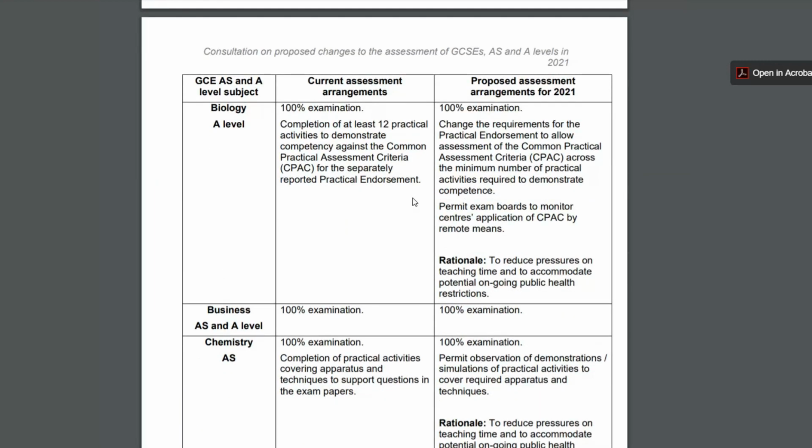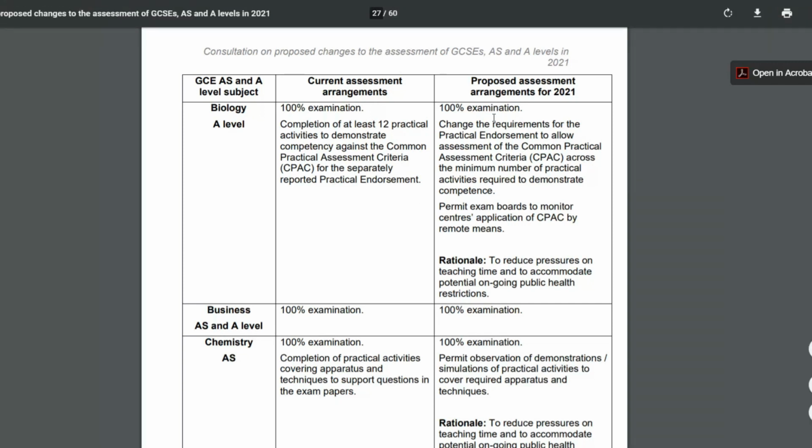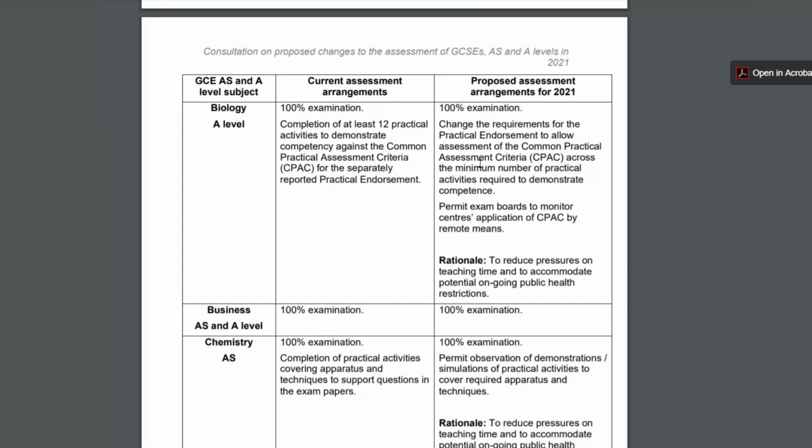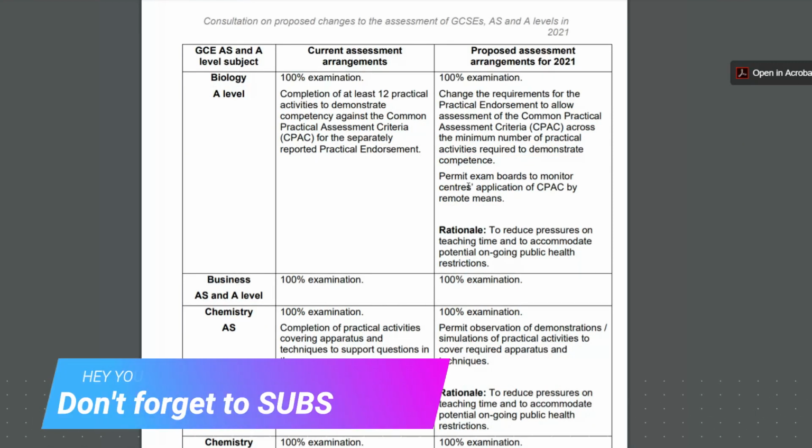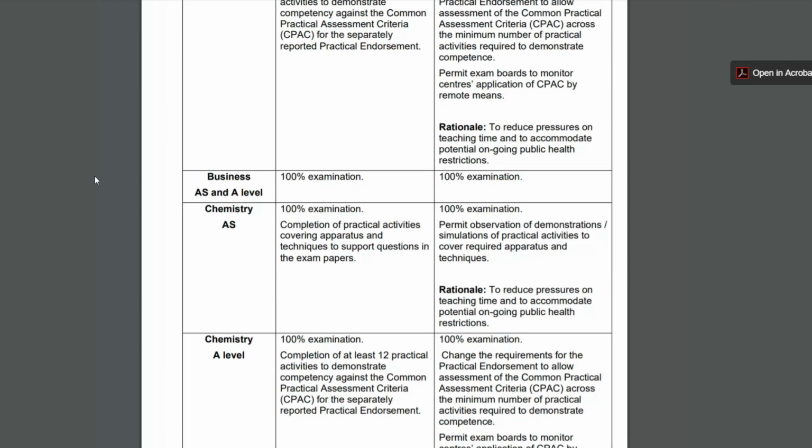For the A-level exam, it's of course 100% examination, but it included the completion of 12 practical activities to demonstrate competency against this common practical assessment criteria, or CPAC, for the separately reported practical endorsement. Now, what they're proposing is that it stays 100% examination, but there's changes to the CPAC, and it would make it so that fewer practical activities had to be done. It would also allow exam boards to monitor centres' application of CPAC by remote means, so they wouldn't have to send anyone in for moderation.